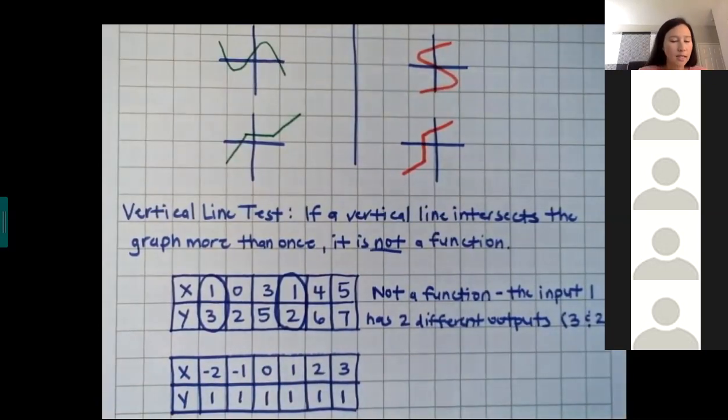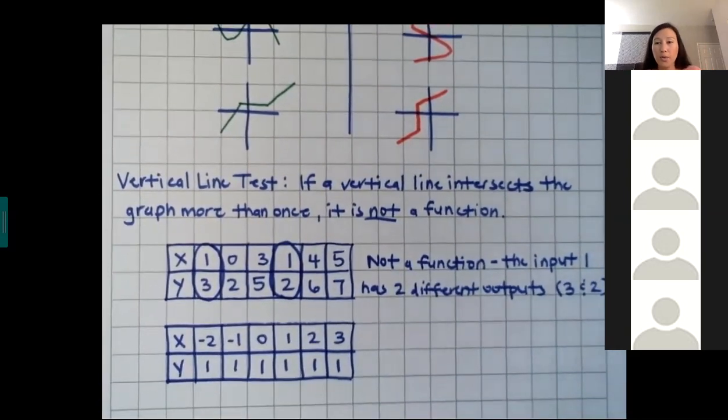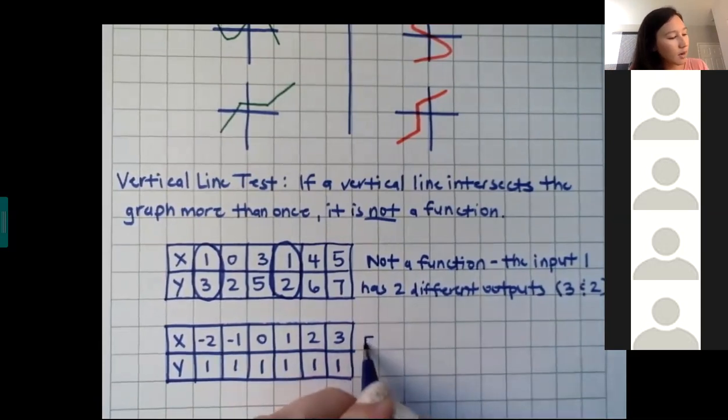Okay, let's look at this table. So again, what we're really focused on is a repeating X value. So if all of the X values are different, we have -2, -1, 0, 1, 2, 3. None of them repeat. If all of the X values are different, then we know that it is a function.